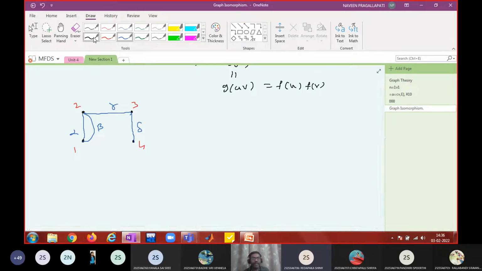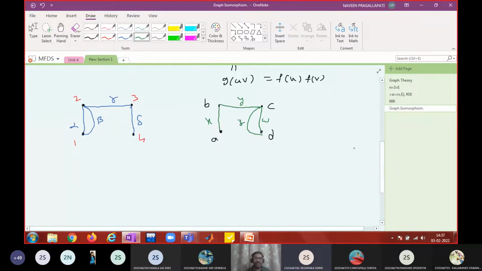Now I'm drawing one more graph. This vertex I'm calling A, then B, C, D. There is an edge from A to B, I'm calling it X. There is an edge from B to C, I'm calling it Y. There are two edges from C to D. One is Z, the other one I'm calling W.